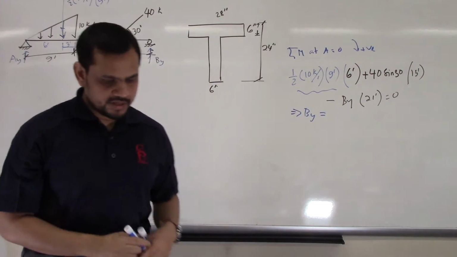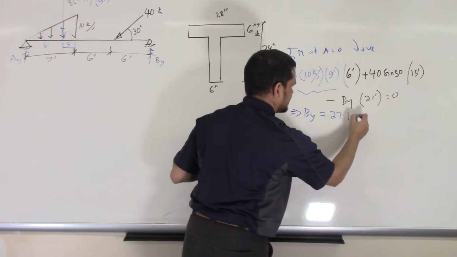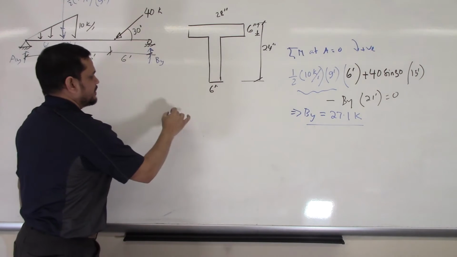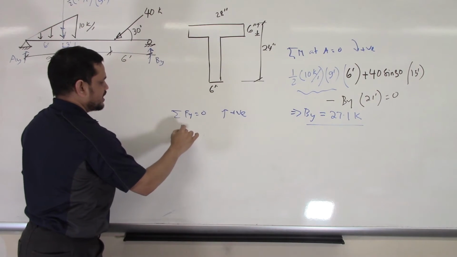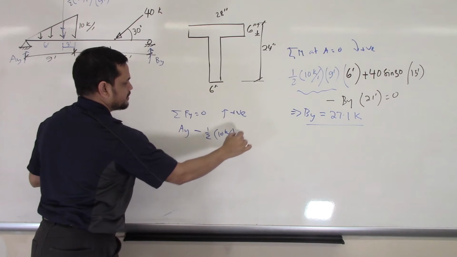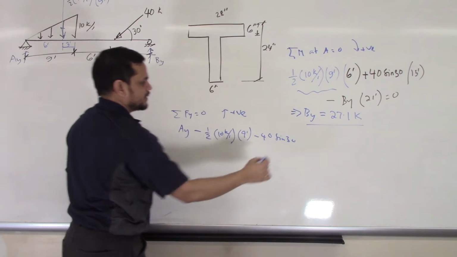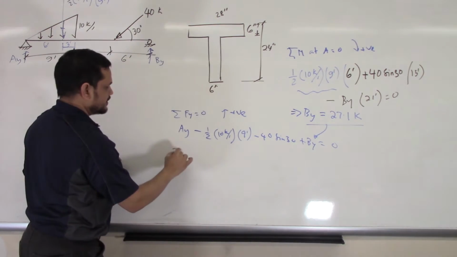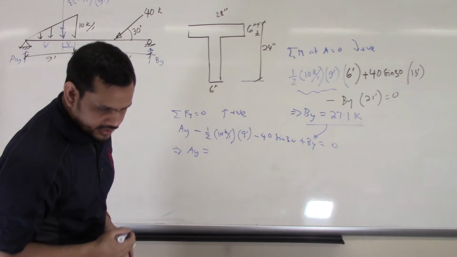After solving, I got By equals 27.1 kips. Then if I apply summation of Fy equals 0, with upward positive, and I assume Ay upward, minus the downward triangular load, 10 times 9 over 2, equals 45, then minus 40 sine 30, plus By equals 0. By I already know, and after solving I got Ay equals 37.9.